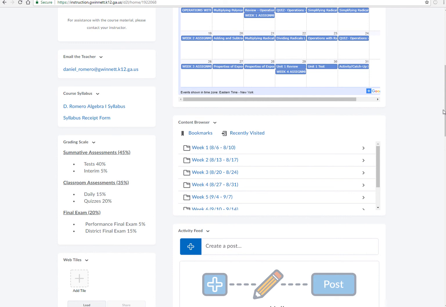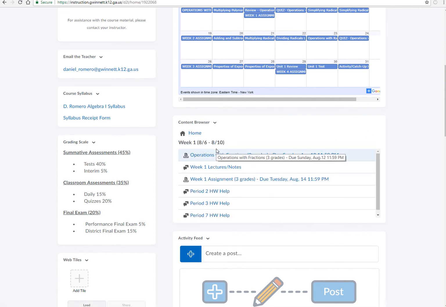Next thing I will draw your attention to, I know you saw the calendar, I'm not going to talk about that again, but underneath here is the content library. If you click on week 1, we spent some time already talking about where to find the assignments. But now, I think I mentioned this the first day. I know there was one class where I didn't mention it. It might have been my third period.